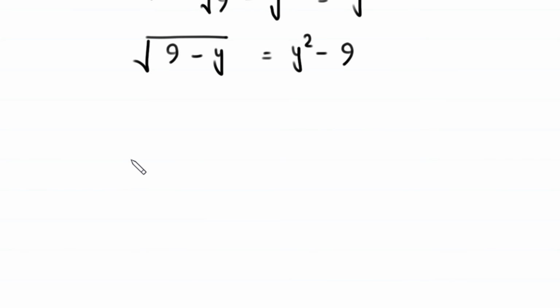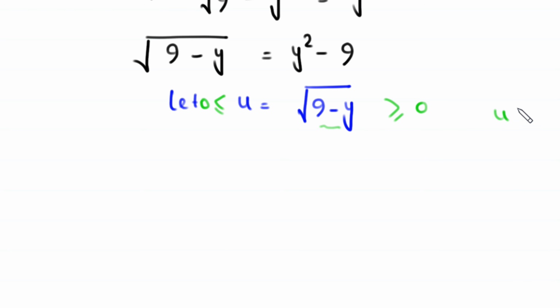Now from here we make another substitution. We suppose that let u is equal to the square root of 9 minus y. Since this 9 minus y must be greater than or equal to 0, this u must also be greater than or equal to 0. If we square both sides, this implies that u squared equal to 9 minus y, and move this negative y to the left hand side, this will become u squared plus y equal to 9.